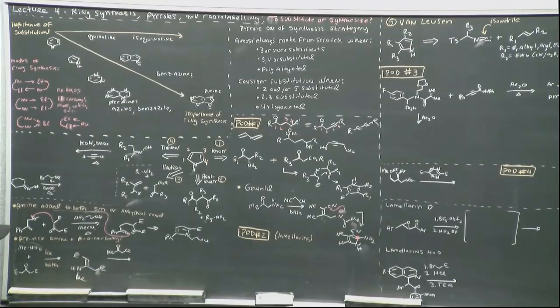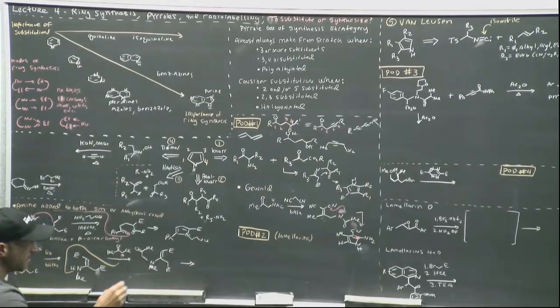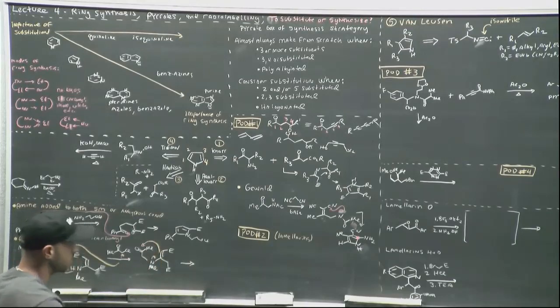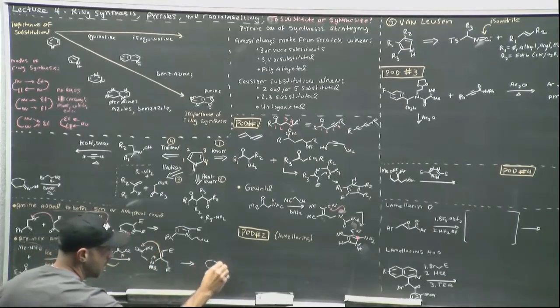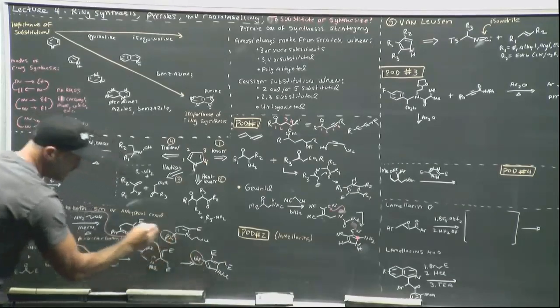Giving us that. And then we add our alpha-halo compound. Now what does that do, Florida? It could displace chloride. What does the displacing? The nitrogen anion. Perfect. And then closure happens, aromatization, and notice here we get the opposite regiochemical outcome.